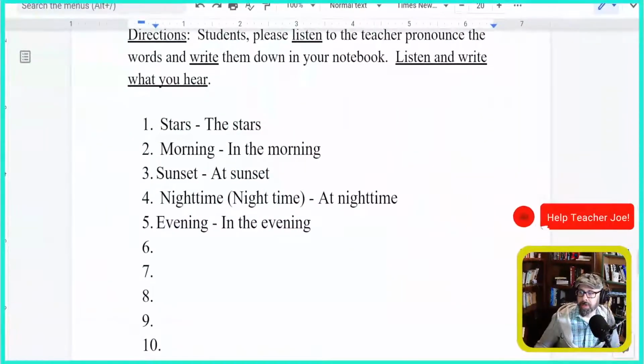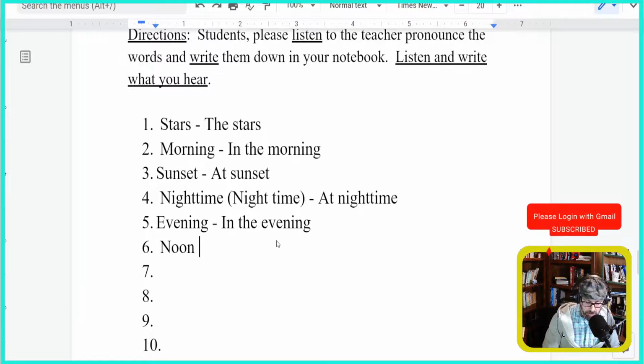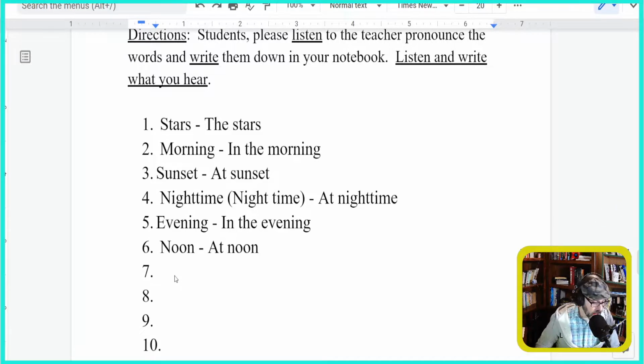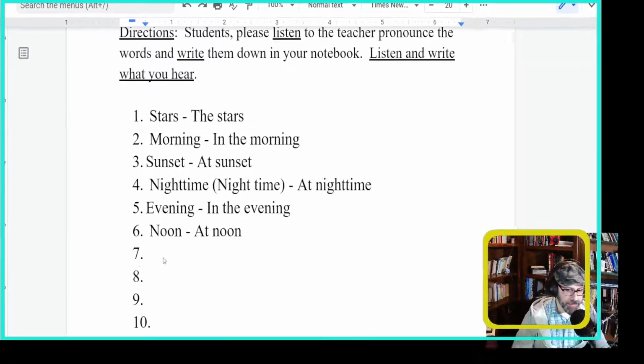Noon. At noon. Okay. Let's go back to our sheet here. Okay, 6. We said what? Noon. Okay, the extra vocabulary, at noon. Okay, 7. Okay, number 7. Moon.